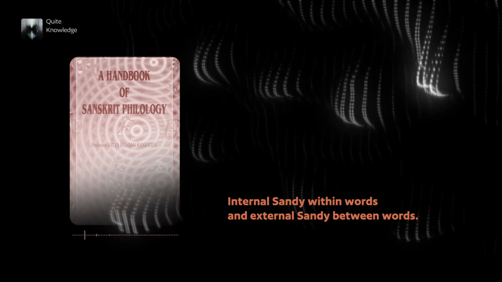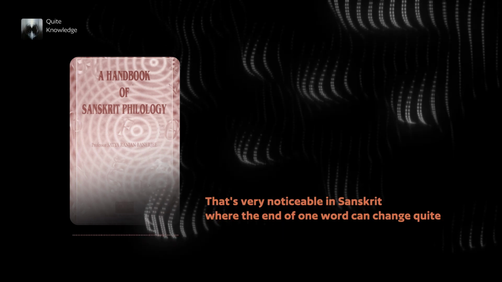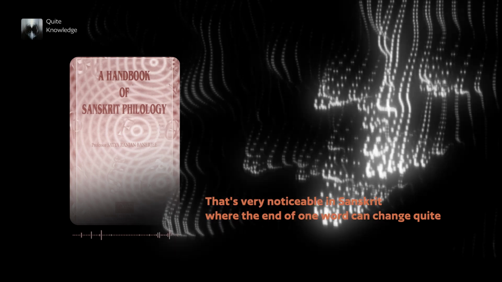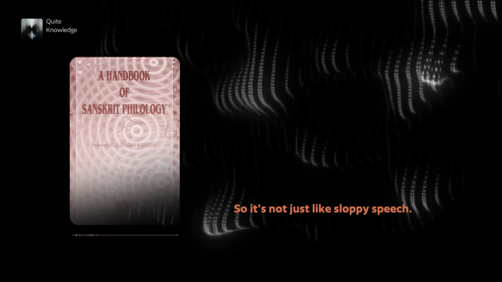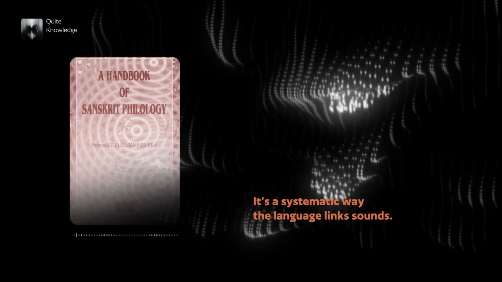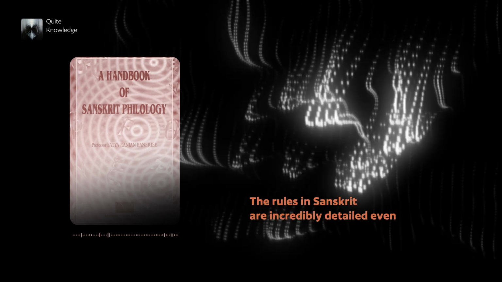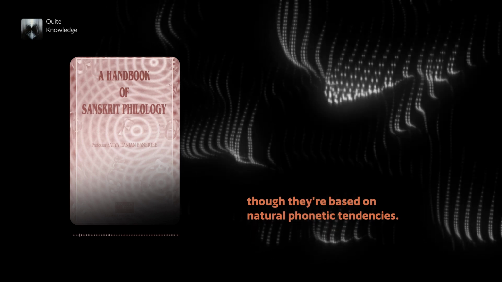Yes, internal Sandhi within words and external Sandhi between words. That's very noticeable in Sanskrit, where the end of one word can change quite dramatically based on the beginning of the next word. So it's not just like sloppy speech. It's a systematic way the language links sounds. Absolutely systematic. The rules in Sanskrit are incredibly detailed, even though they're based on natural phonetic tendencies.